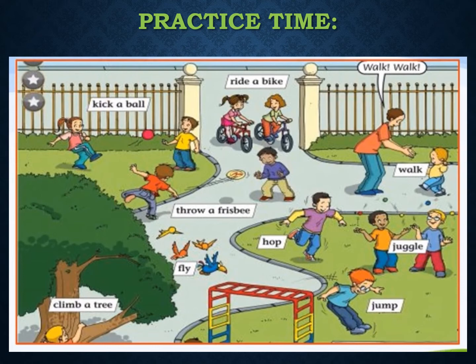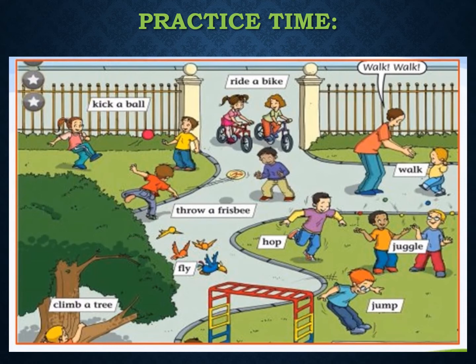This is actually a picture of a park. I'm sure you have noticed that. We can see many children playing in the park. There is a huge tree in the picture. There are some birds. There are many children which you need to count and write, and each child is doing some activity. I have given you hints of all the activities that the children are doing. For instance, there is a girl who is trying to kick the ball. There are two girls who are riding a bike.